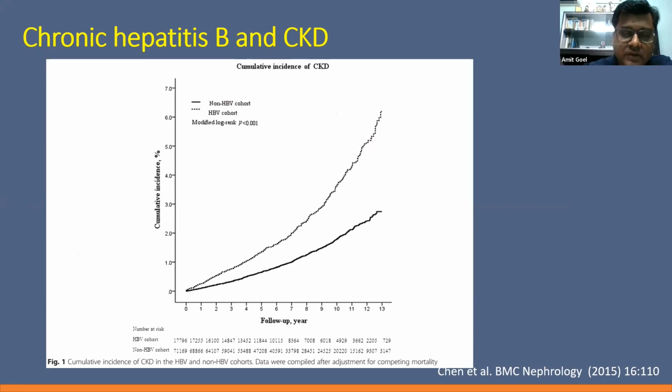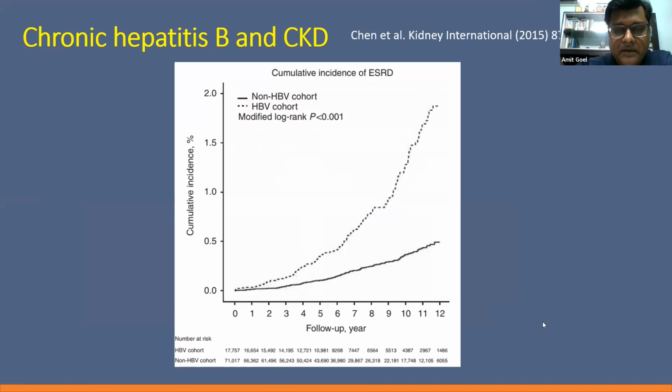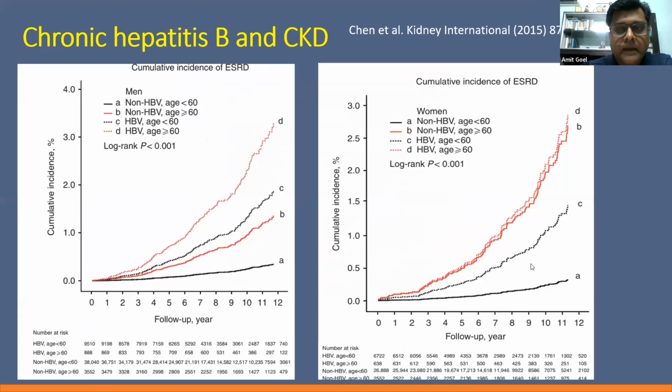The same cohort, they had actually published 2 papers. First paper was this one, and second paper was here, where the ESRD group was taken separately, the risk incidence of end-stage renal disease between HBV and non-HBV, and the same pattern of consistent biological gradient we have found, that for all the years of follow-up, 2 year, 4, 6, 8, 10, and 12, the risk of ESRD was higher in HBV cohort as compared to non-HBV. Same values shown here. This is an important observation of this study.